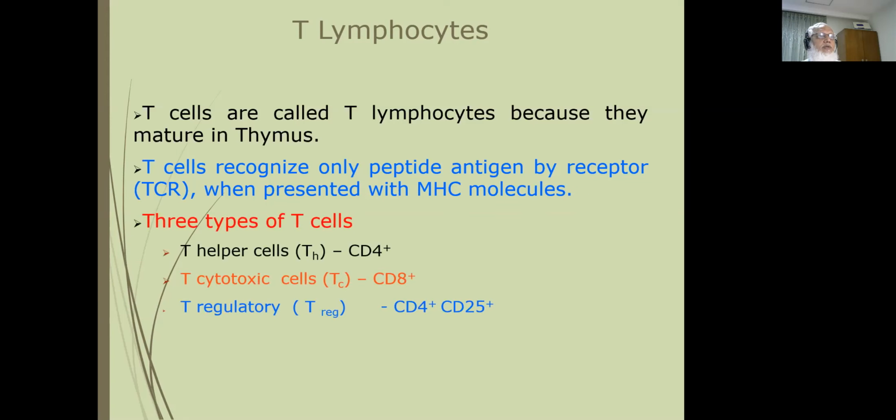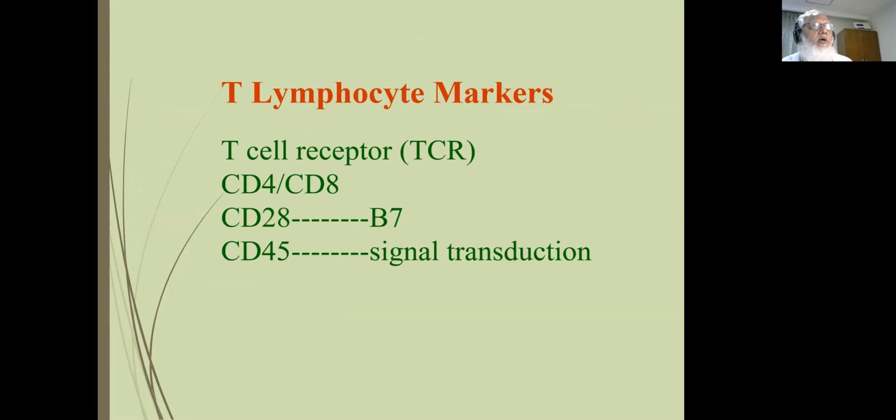There are three types of T cells: T helper cell, also known as CD4 T lymphocytes, cytotoxic T cell CD8 plus, and regulatory T cell CD4 plus CD25. And the ratio of T helper to cytotoxic T cell is 2:1. So T helper cells are much more in number than cytotoxic T cells, and their function is also more than cytotoxic T lymphocytes. What are the T lymphocyte markers? TCR, CD4 or CD8, CD28, CD45.